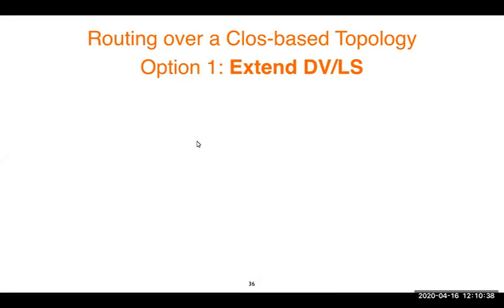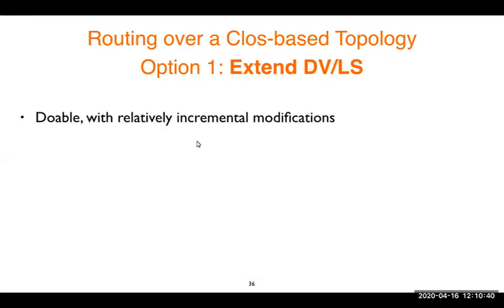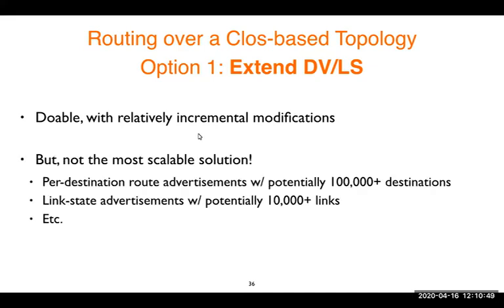All right, so let me recap this design possibility. The possibility is we extend distance vector or link state. This is certainly doable, and it's doable with relatively incremental modifications. Nonetheless, this is not the most scalable solution. If you think about how both distance vector and link state scale, you have per destination route advertisements. Here you potentially have 100,000 plus destinations. And you have link state advertisements for every single link. And as we drew that fat tree out, you saw there's a large number of links.